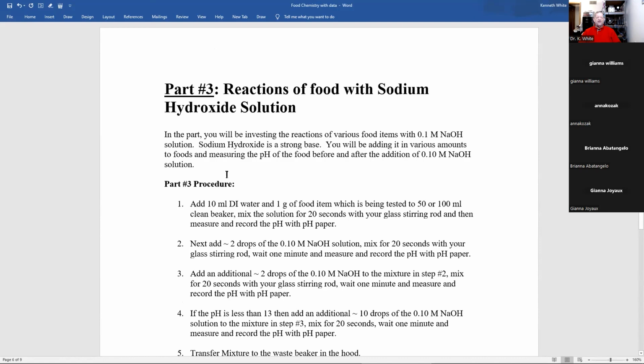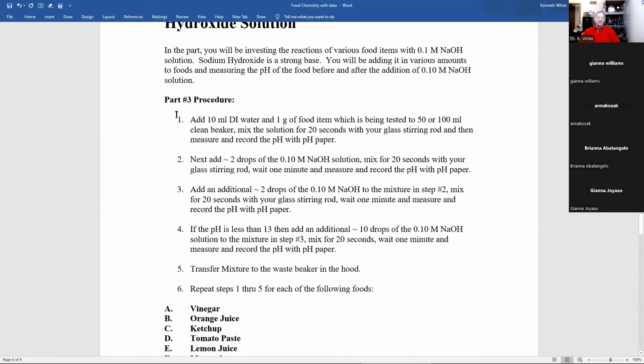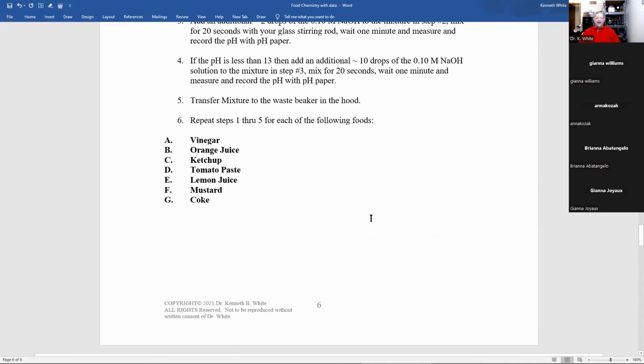Now, you'll do the same type of reaction with sodium hydroxide solution. And you'll put 10 milliliters of DI water and about a gram of the food in a beaker, mix it, measure the pH. We use about a 1/10 molar sodium hydroxide solution, add a couple of drops, mix it, add a couple of drops, and then add a lot more drops. And each time you'll measure the pH. And again, the same chemicals: vinegar, orange juice, ketchup, tomato paste, lemon juice, mustard, and Coca-Cola.